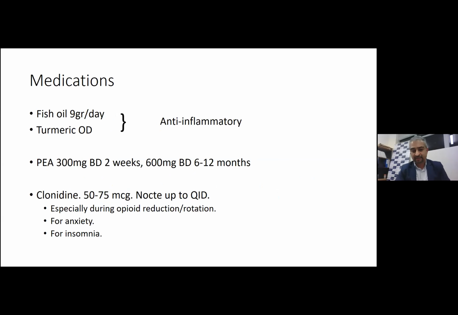Fish oil and turmeric, I give to almost all my patients, and that 9 gram is not a typo. It's genuinely 9 gram. And I give them for 6 months. They have got some evidence for inflammation and can be useful. PEA, I'm sure you have heard about that. I usually call PEA a celebrity on the block. It's quite getting popular, and there is some evidence in terms of helping with nerve remodulation and nerve function repair, let's say.